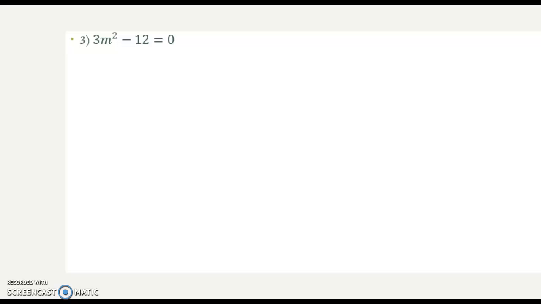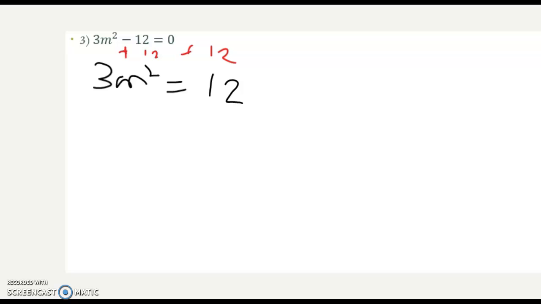This one looks a little different, but thinking again, we are trying to isolate m and find the value of m. The first step is to put that 12 on the other side by adding 12, doing the opposite of subtracting 12. We're going to add 12 to both sides. That gives us 3m squared on the left and 0 plus 12, which is 12 on the right.